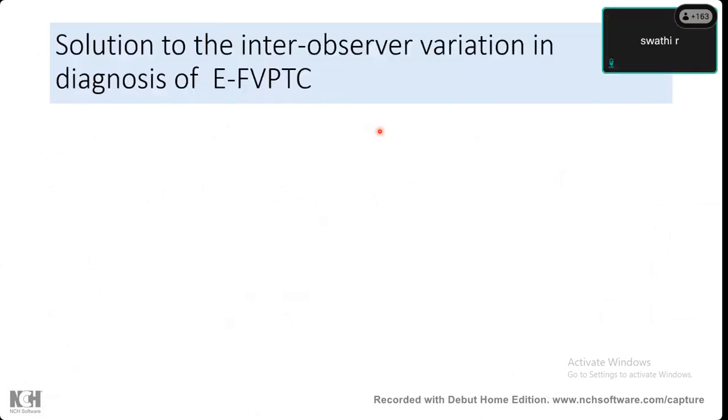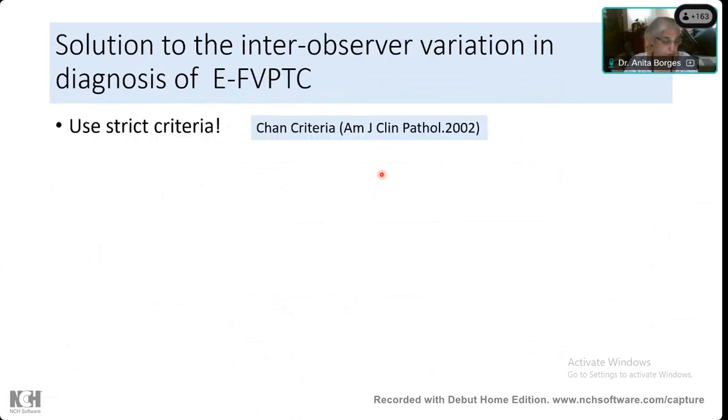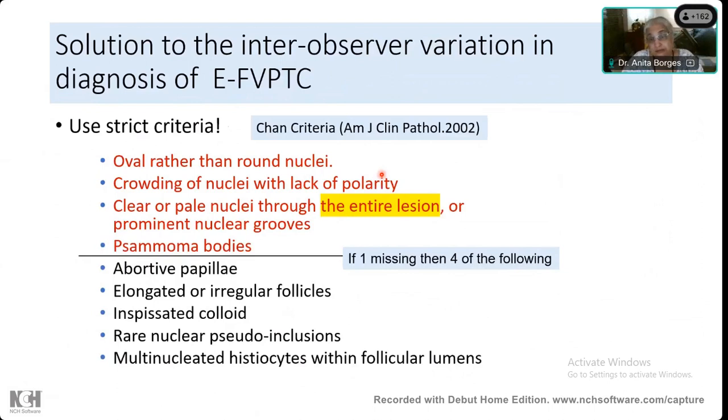So then people said, we have to have very strict criteria. And Chan came up with these strict criteria in 2002. I don't think anybody really applies them. He said, look for oval crowding of nuclei, they should be large, they should be pale, they should have all those grooves, and the entire lesion should show the nuclear grooving, etc. And if some of these were missing, then look for abortive papillae, etc. All right, you have strict criteria.